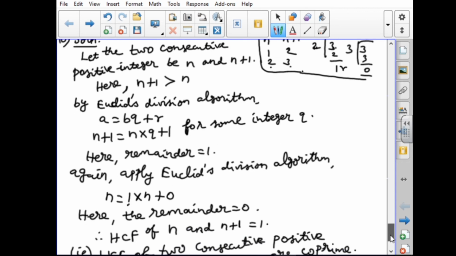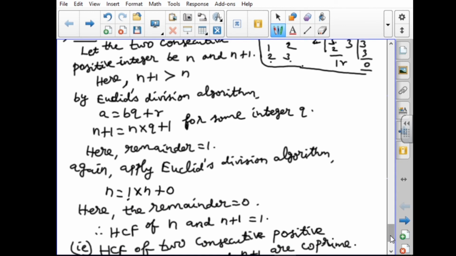Again I take n as the dividend and the remainder as the divisor. Again we divide by the same number, and the remainder will be 0, because the same number divided by the same number gives remainder 0. Now the remainder is 0, so what is the divisor? The 1 will be the divisor. So the HCF of n and n + 1 is 1.